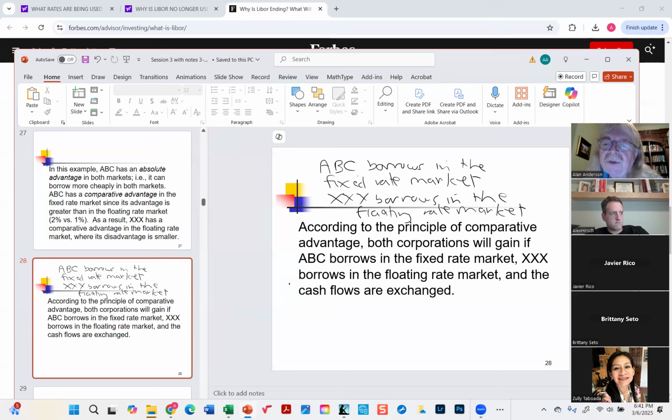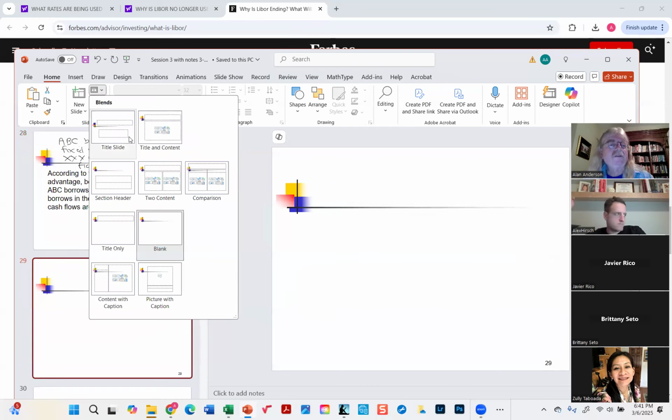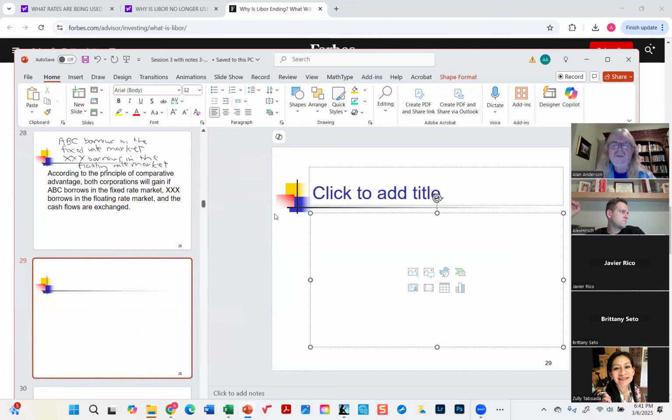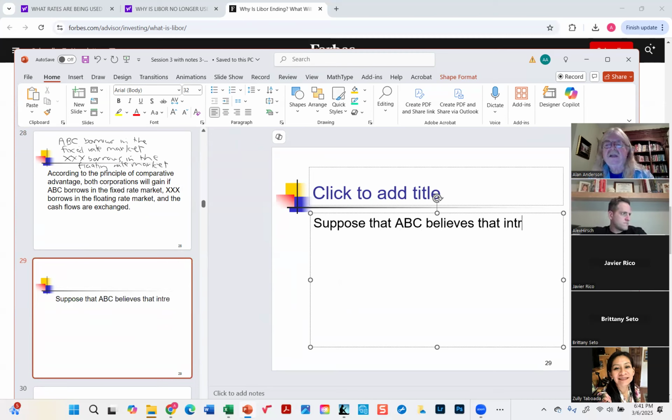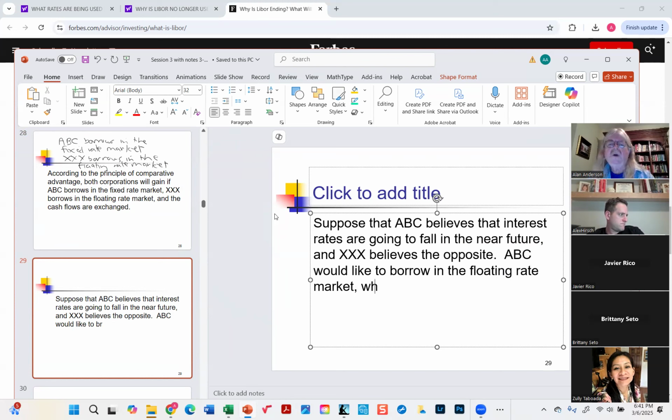So let's say ABC believes that interest rates are heading down. They have opposite outlooks about interest rates in the future. So suppose that ABC believes that interest rates are going to fall in the near future, and XXX believes the opposite. So ABC normally would like to borrow in the floating rate market, while XXX would like to borrow in the fixed rate market.